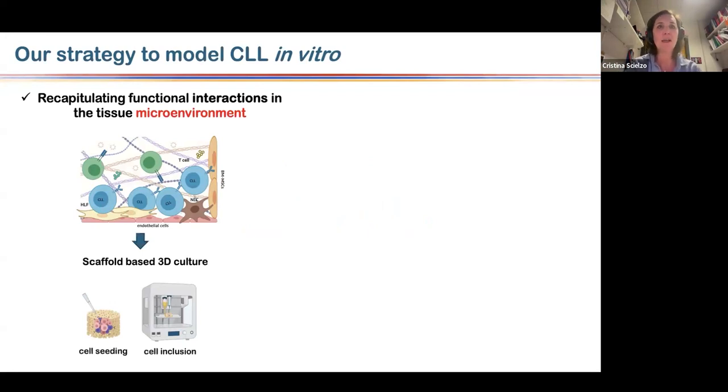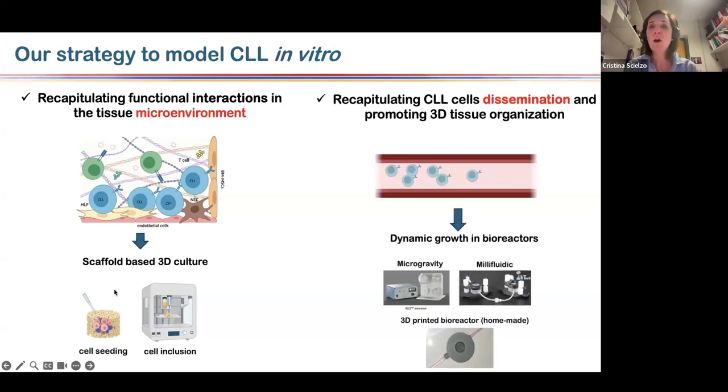On one side, we want to recapitulate functional interaction in the tissue microenvironment by approaching a scaffold-based 3D culture approach, by using cell seeding or cell inclusion, so cell seeding by scaffold and cell inclusion by 3D bioprinting. On the other side, we want to recapitulate the cell dissemination and promote 3D tissue organization in our scaffold by using dynamic growth in bioreactors. In this case, we are using different bioreactors working under microgravity or under millifluidic approach, or also 3D bioprinted homemade bioreactors.